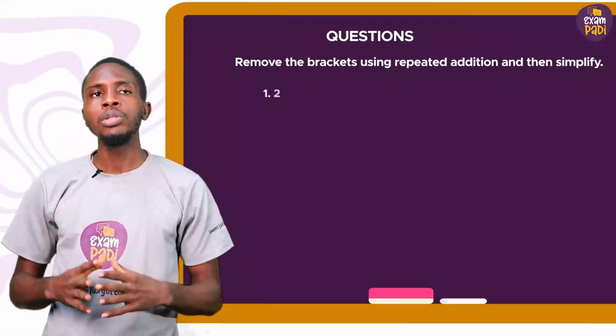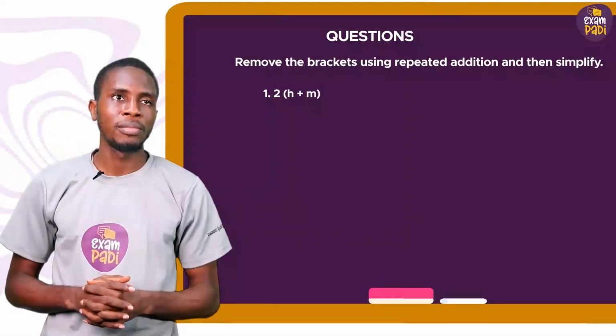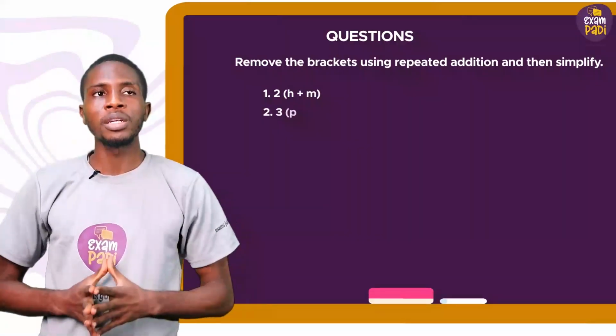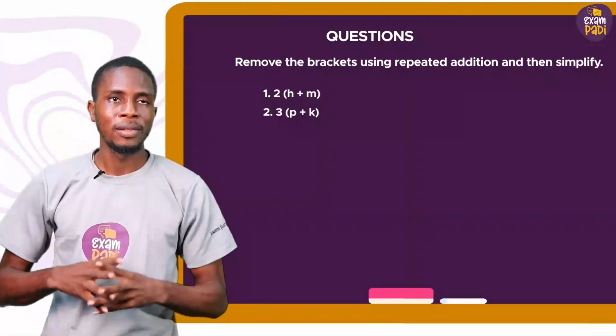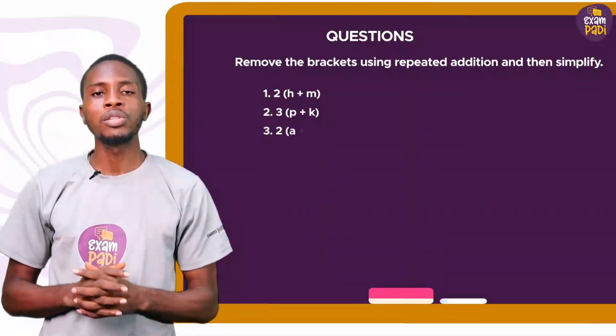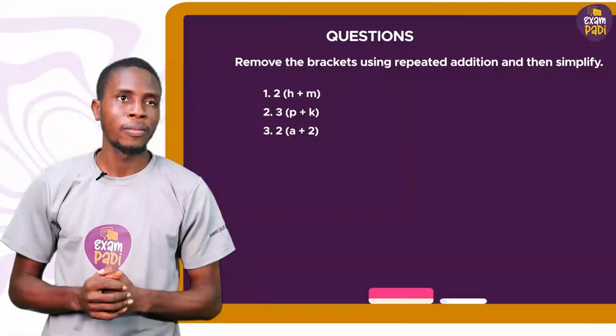Remove the brackets using repeated addition and then simplify. 1. 2(h plus m). 2. 3(p plus k). 3. 2(a plus 2).